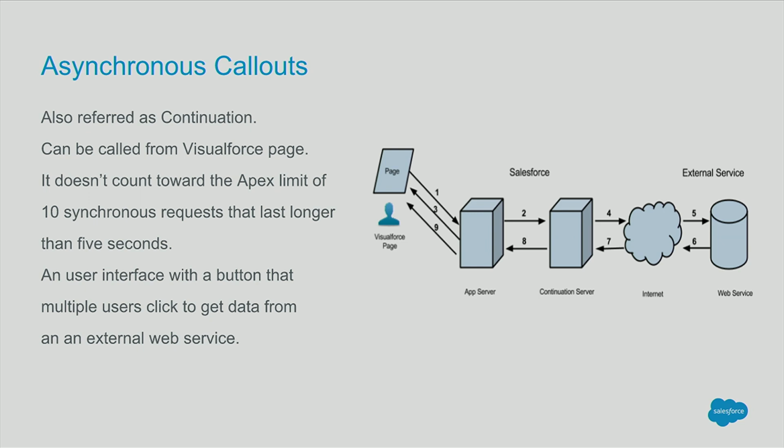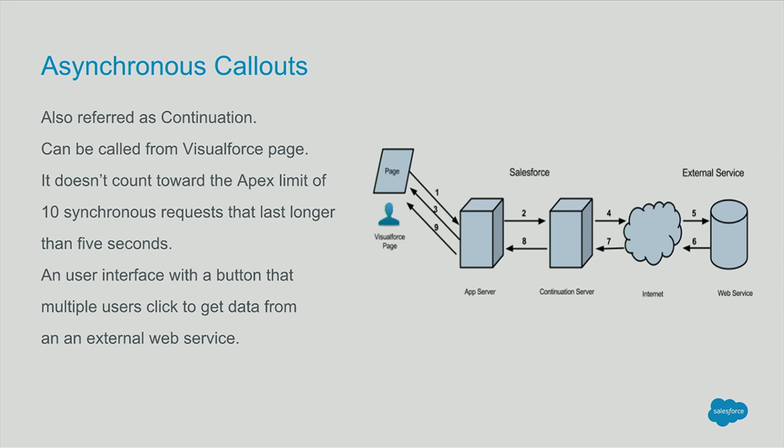Let me quickly walk through what happens in the image below so that we all understand the entire flow for continuation. So on the Visualforce page, a user invokes an action which calls an external web service. That is step one. Step one leads to your app server. That is where your code exists. From the app server, there's an invocation made to the continuation server. Again, continuation server is specific to asynchronous callouts. After step 2, if you look at step 3, the control comes back to your Visualforce page.